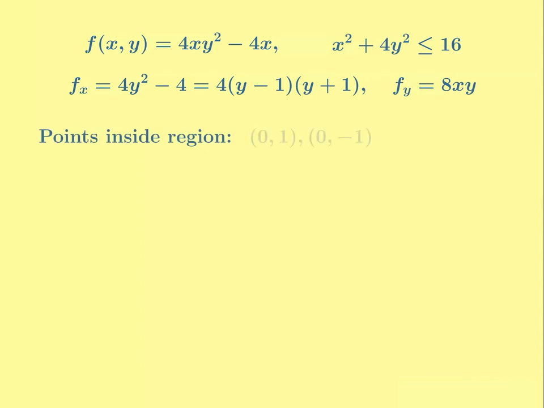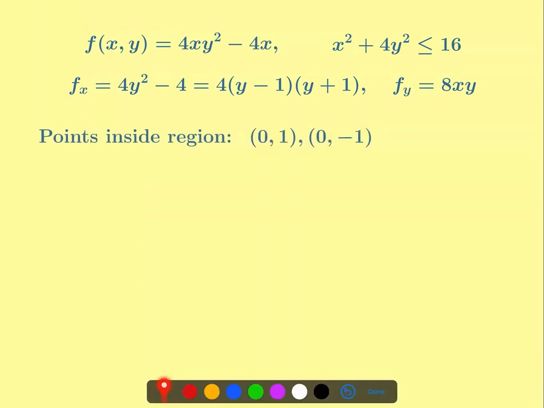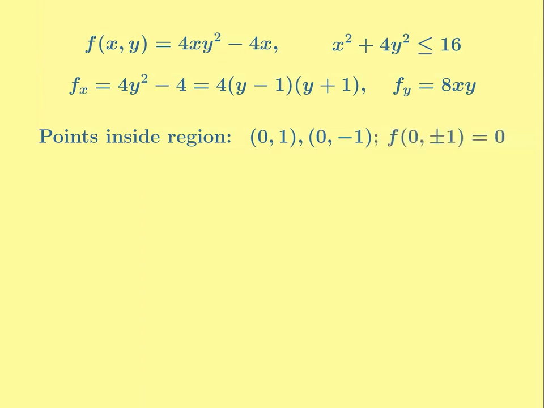So inside the region, we just get these 2 points, (0, 1) and (0, minus 1), when x is 0 and y is plus or minus 1. Let me go ahead and take these 2 points and plug them into f right now. You can see x is 0 on both of those points, so this will just be 0, and so the value of the function at those points is 0.